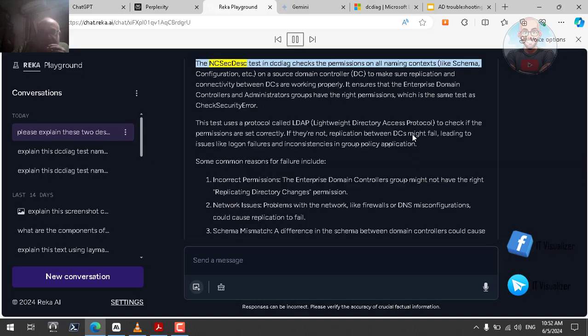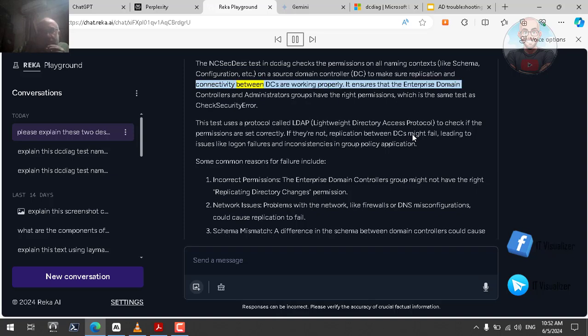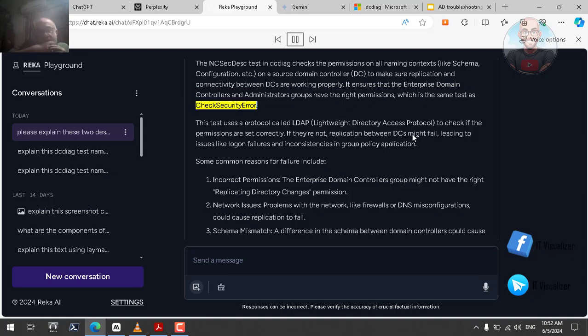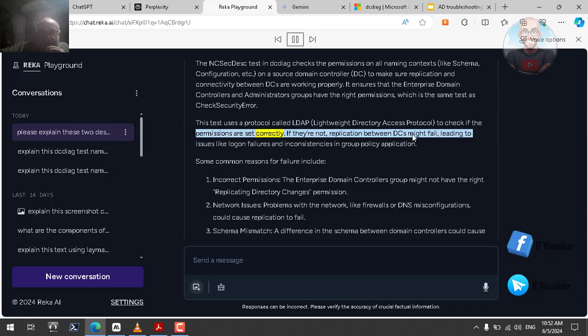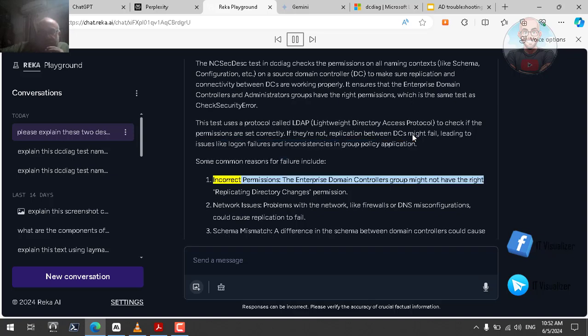The NCSec desc test in DCDiag checks the permissions on all naming contexts, like schema, configuration, etc., on a source domain controller, DC, to make sure replication and connectivity between DCs are working properly. It ensures that the enterprise domain controllers and administrators groups have the right permissions, which is the same test as check security error. This test uses a protocol called LDAP, Lightweight Directory Access Protocol, to check if the permissions are set correctly. If they're not, replication between DCs might fail, leading to issues like logon failures and inconsistencies in group policy application. Some common reasons for failure include incorrect permissions.